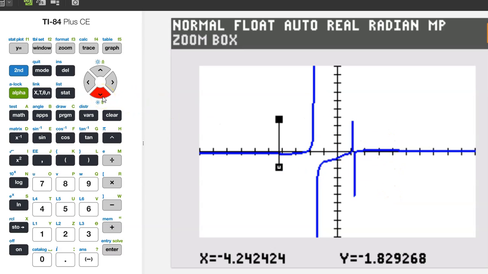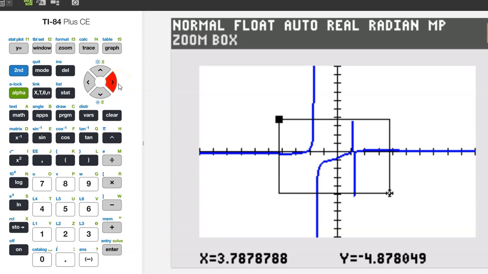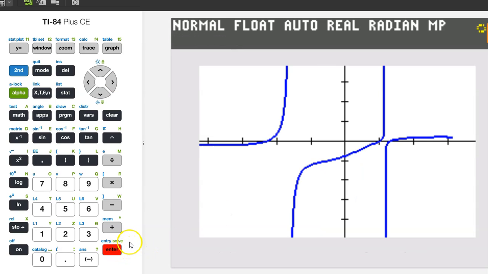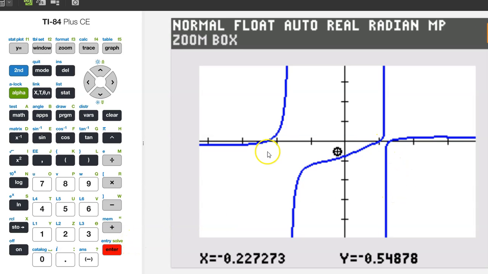You'll notice that as I move, it is drawing a rectangle. And when I hit enter, it will zoom in on whatever is inside the rectangle. Alright, this gives me a much better view that I'm going to have a 0 here, here, and here. These two are really close together.